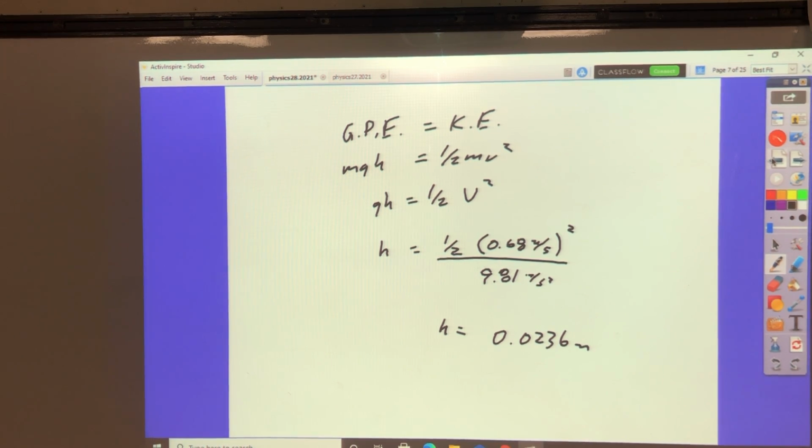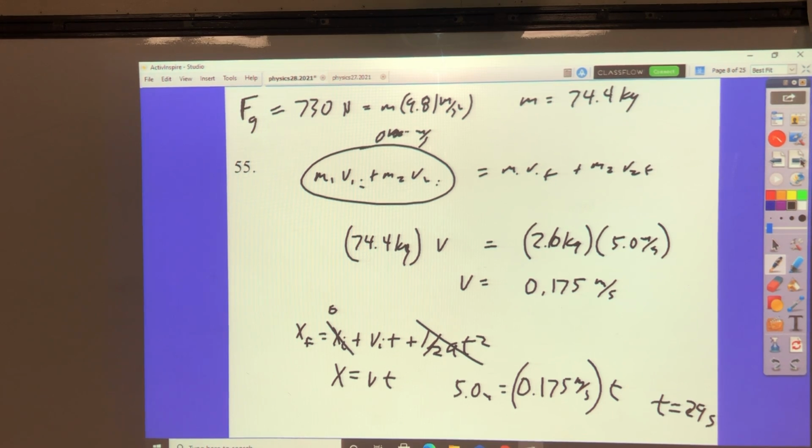This should be video physics. I'm writing it down: 28B Blake. And we are in the chapter review. We just finished problem 51, I think, which was a bird on page 235. And now we are on number 55, page 237.